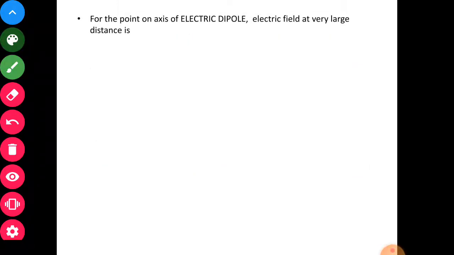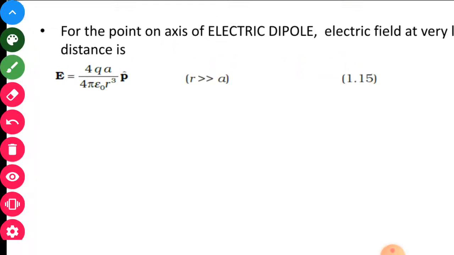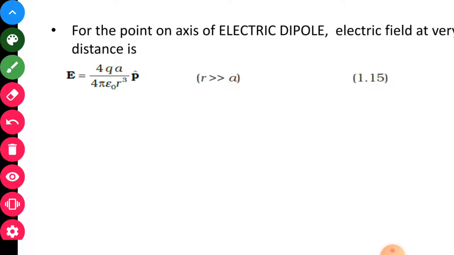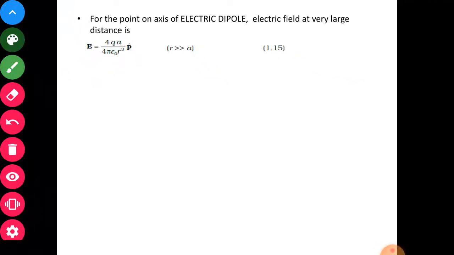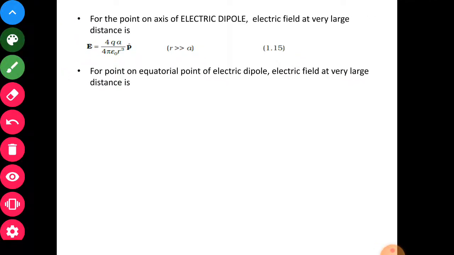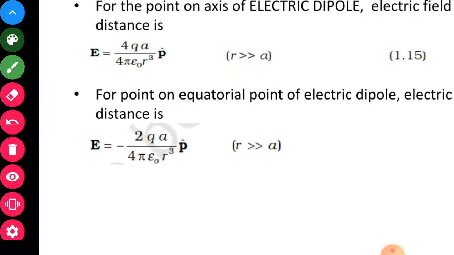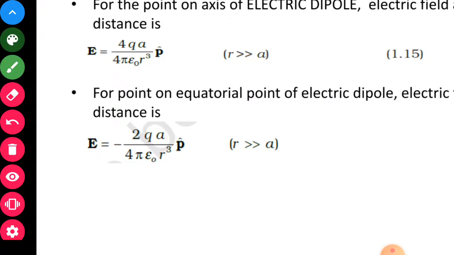Now for the point on the axis of the electric dipole, the electric field at very large distance is this. This we derived in the last lecture. And today we have derived this formula for the point on the equatorial point of the electric dipole. The electric field at large distance is given by this formula. So these two equations we derived.